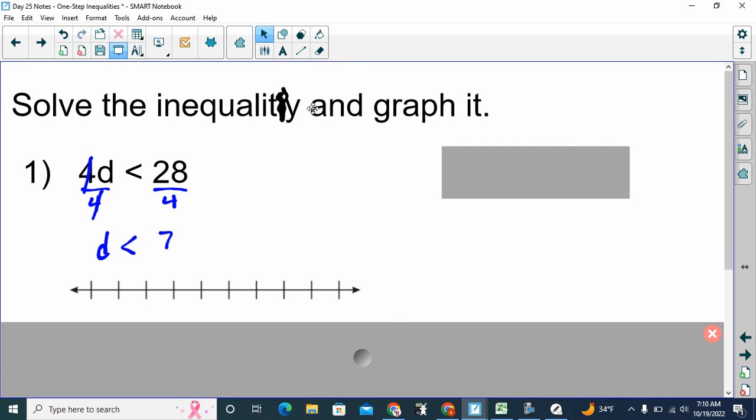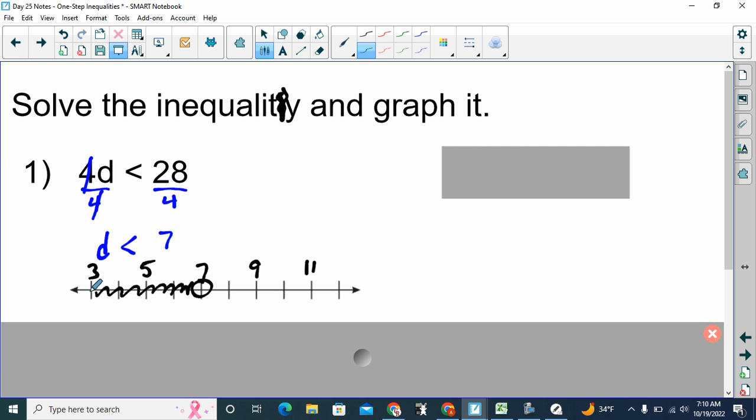I think we're getting good at graphing it. We're going to work through that very quickly. There is 7. It should be an open circle, and it should be shaded to the left. x is less than 7.